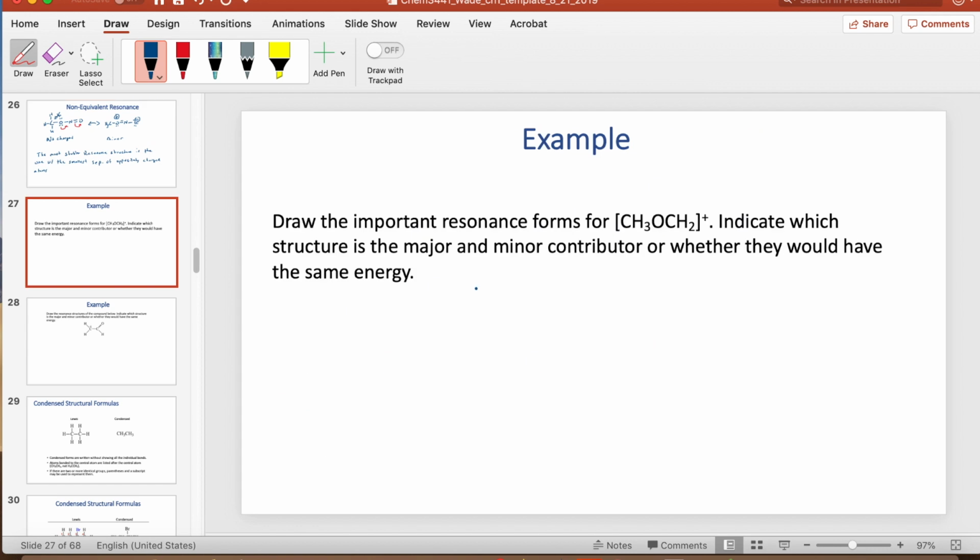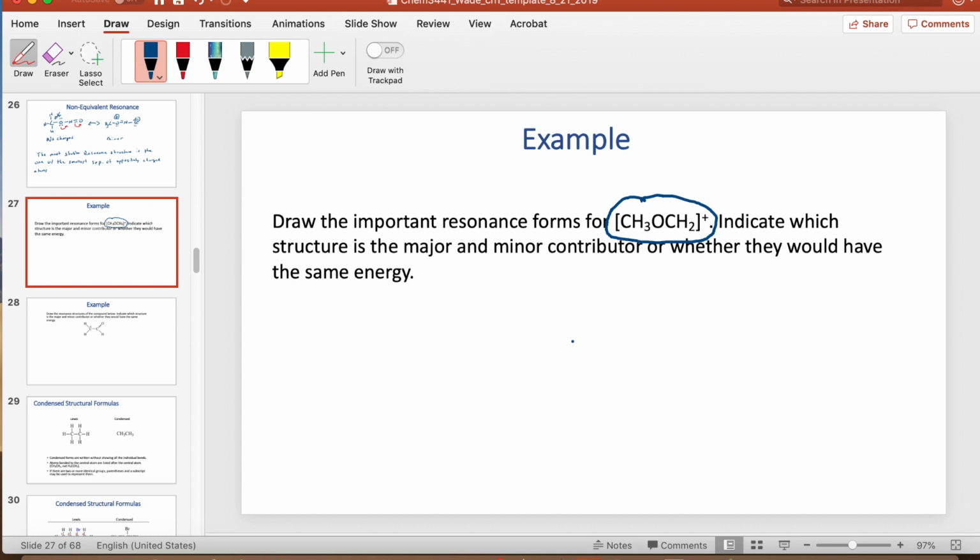What we want to do here is draw the important resonance forms for this molecule that's right over here. And there is indeed a positive charge on it. What we want to do in this case is indicate which structure is the major and minor contributor, or whether they have the same energy.